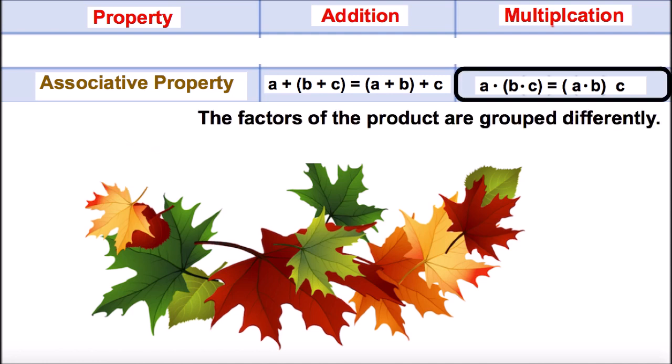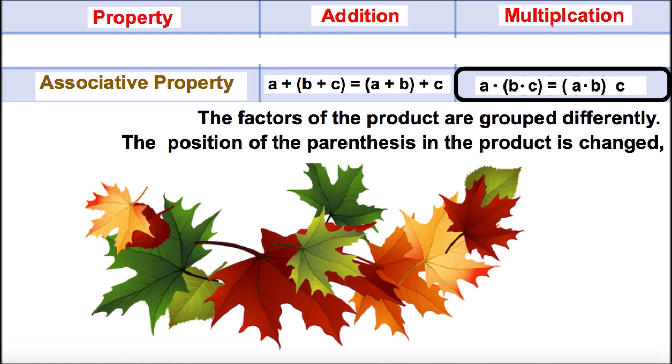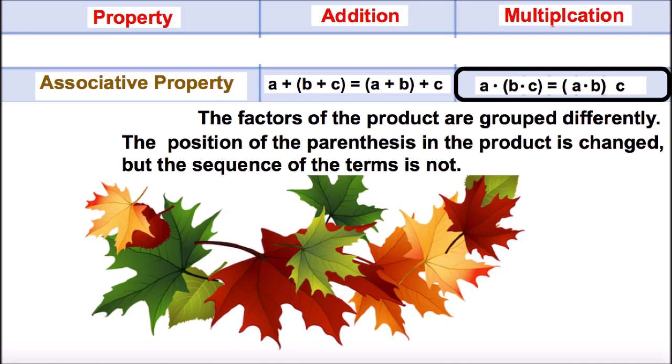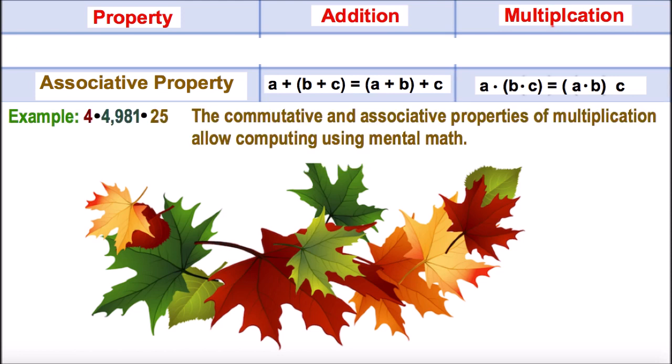As for multiplication, the factors of the product are grouped differently. The position of the parentheses in the product is changed, but the sequence of terms is not. So we have A times the quantity B times C equals the quantity A times B, everything times C. An example of this being 4 times 4,981 times 25. The commutative and associative properties of multiplication allow computing using mental math.